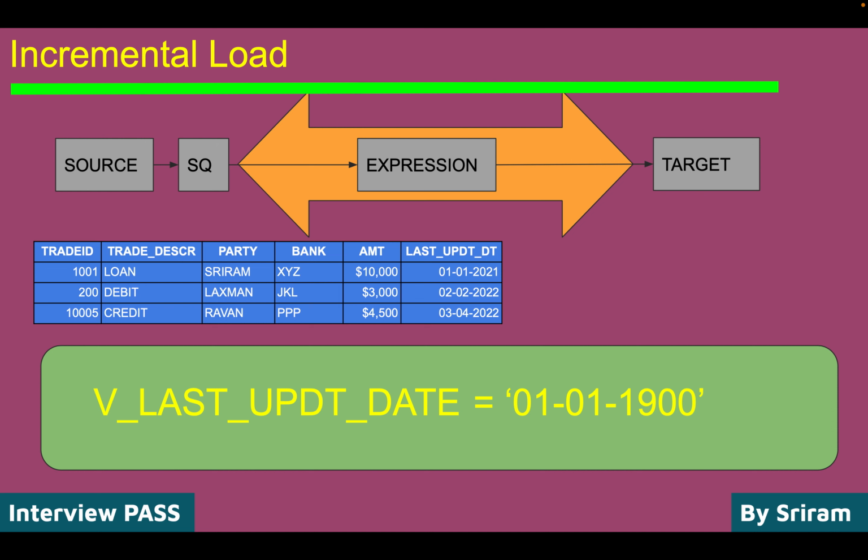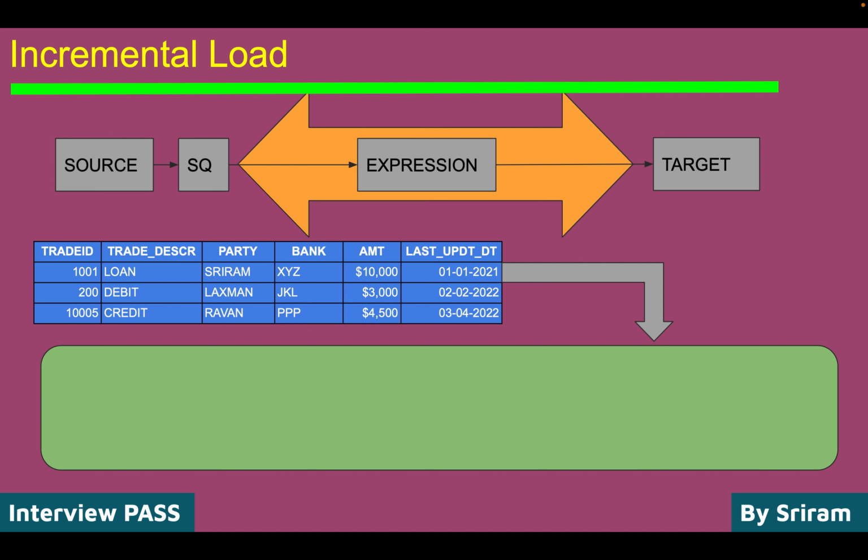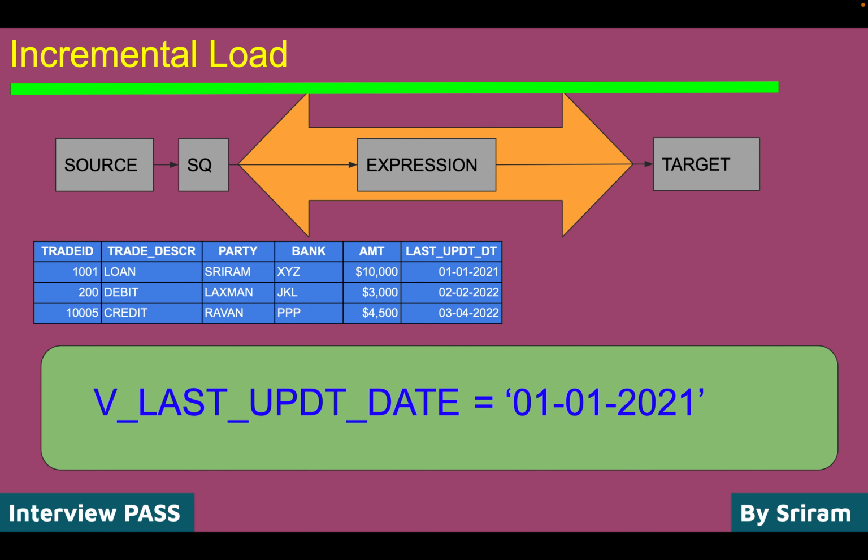Let us see an example with an illustration so that we'll understand better. The first variable value, the default value, will be something like this. We don't have any transaction at that particular time, that's why we put 1900. After reading the first record, this is the lowest value, so the maximum value is 1/1/2021, which will be set here because we have a set variable to set that max value into the variable. So we have 1/1/2021 here. Now I'm reading the second record.